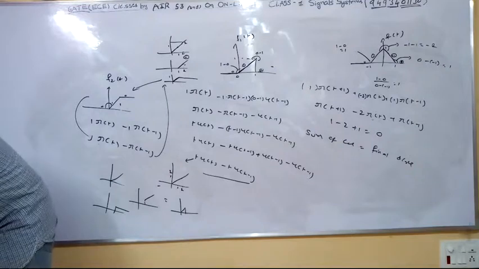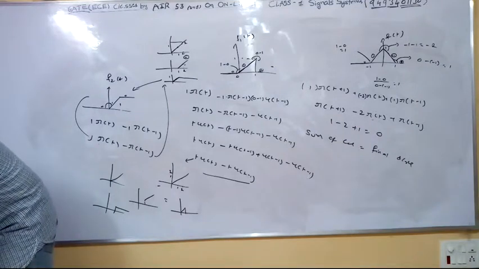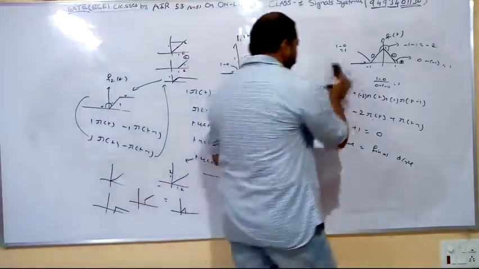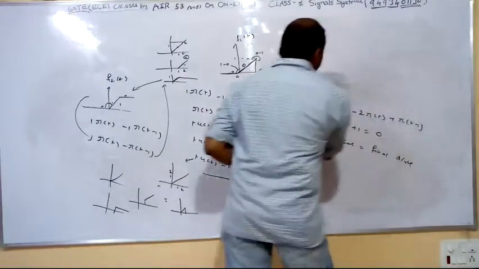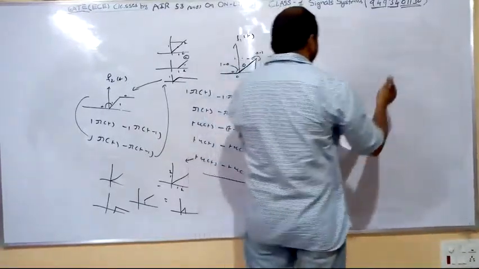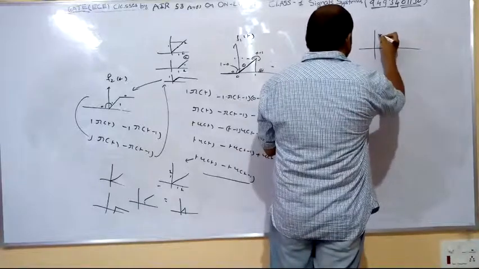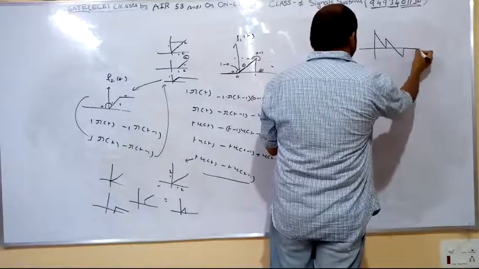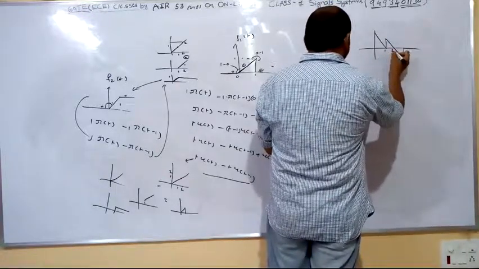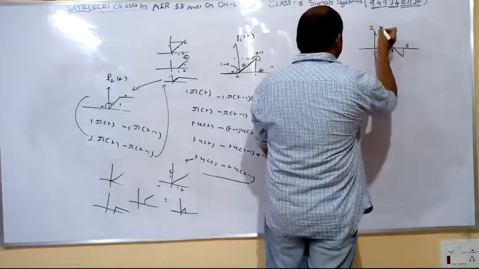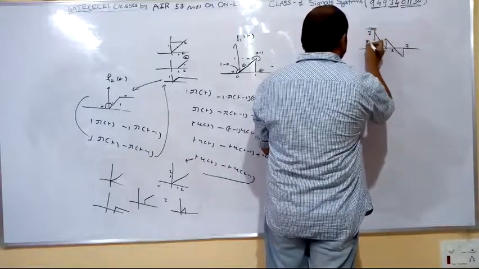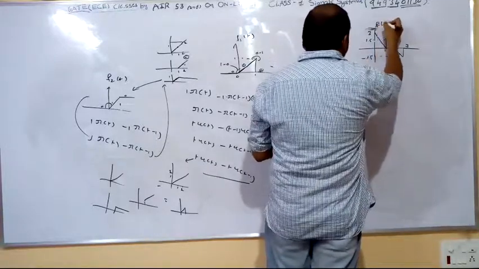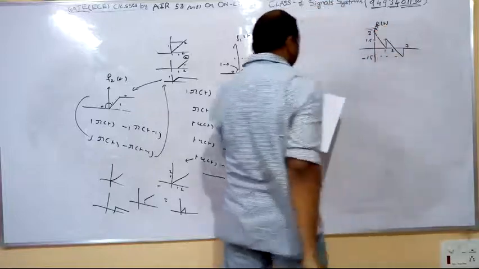Now write down this question: represent the following signal in the form of step and ramp. The corresponding signal is given like this. This is the signal they have given. The instants are 1, 2 and 3, and the corresponding amplitude here is equal to 3, the amplitude here is equal to 1.5, and the amplitude here is equal to minus 1.5. Represent the signal in the form of step and ramp.